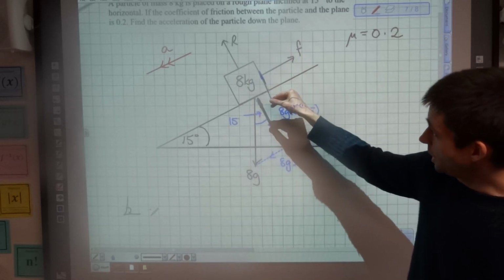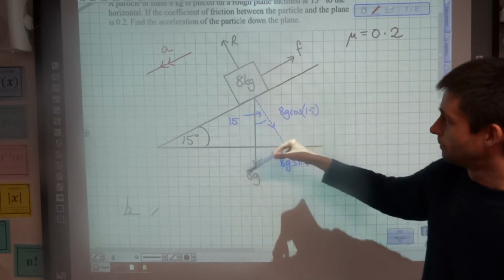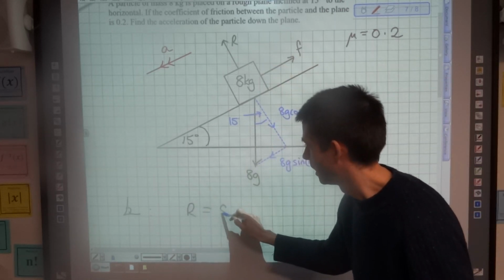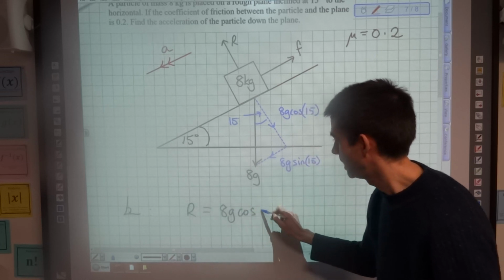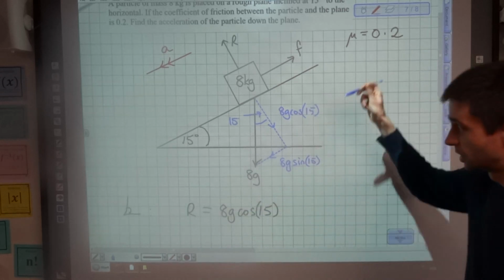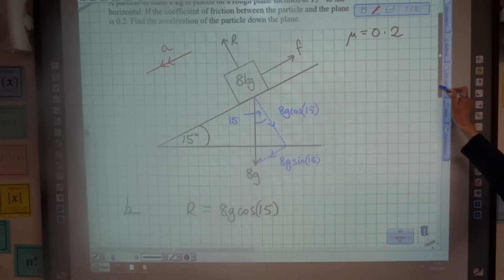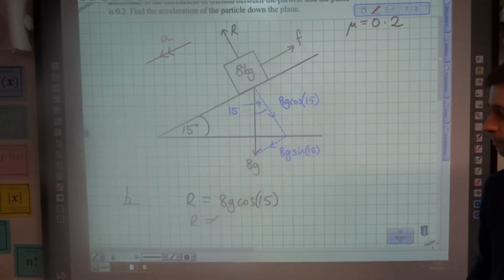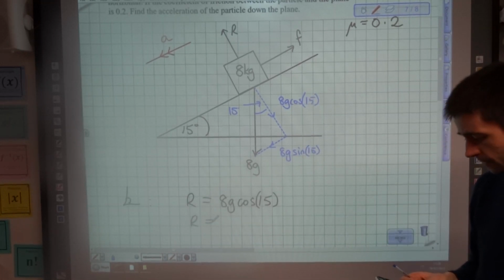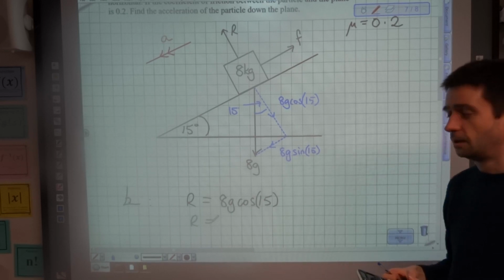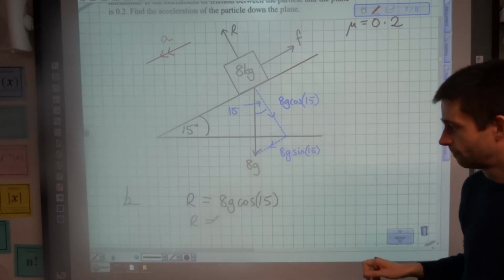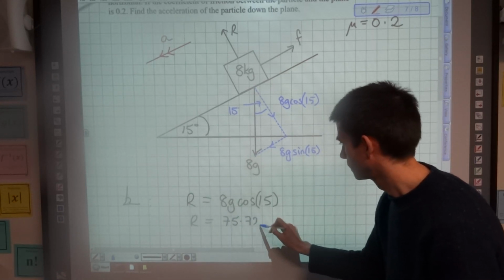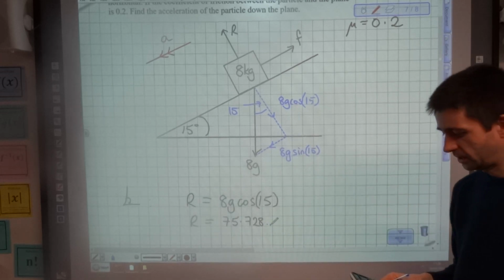So here, the only two forces I've got are this normal reaction force R and this 8g cos 15. And they must be equal because we're in equilibrium perpendicular to the slope, because the package is just sliding down the slope parallel. So I can use that straight away to find my reaction force as a value. Now remember in maths that we use g as 9.8. So I have the normal reaction force of 75.72.